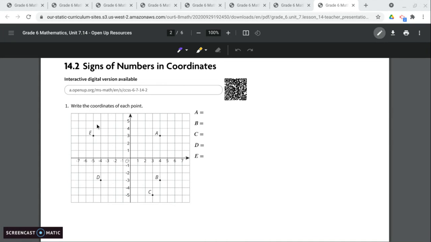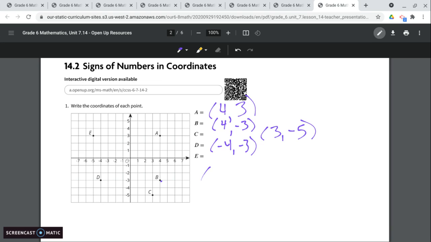So what we're looking at here first is just making sure that we know how to write these coordinates. For A, X is always first, so 4, comma, and then we look at our Y value, which is up here at 3. So A is the point 4, 3. Then for B, we still have an X value of 4, but now it's down at negative 3. For C, we're at an X value of 3 and a Y value of negative 5. For D, our X value is negative 4. Our Y value is negative 3. And for E, our X value is negative 5, and our Y value is positive 3. So those are our points. Like I said, always remember you're doing the X values first and then the Y values.